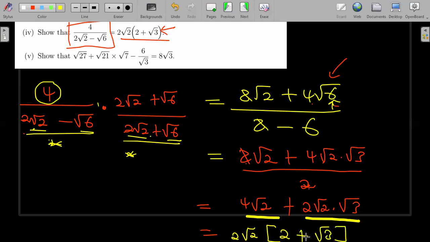So you can see now that what we have there equals what we had on the right-hand side, which was this. We started with this, we're ending up with this. So hence shown. All right, I hope it's clear.